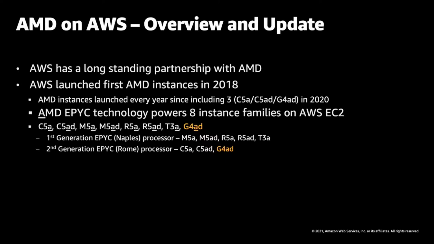Today, we offer C5a, C5ad, M5a, M5ad, R5a, R5ad, T3a, and G4ad. These instances use 2 families of AMD processors, the AMD first generation Naples, also known as EPYC, AMD EPYC 7001 series, and the AMD second generation Rome processor, which is known as the AMD EPYC 7002 processor.